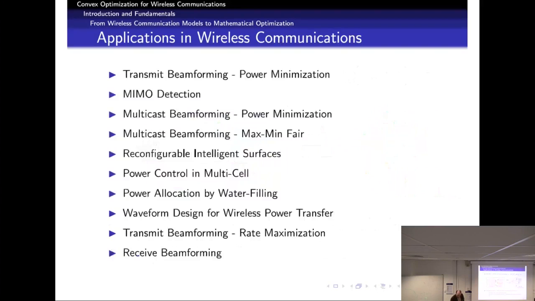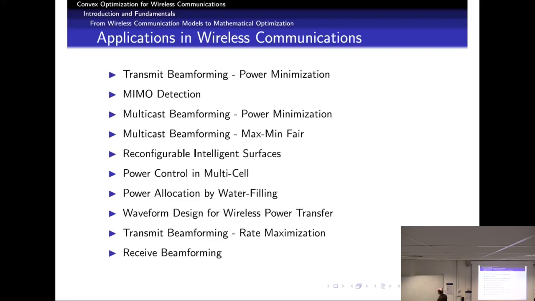Good. So those are the examples that we're going to look at today. Not today, actually today and a bit today and next week, not next week, in 3 weeks from now. But you see the different kinds of problems. So you have transmit beamforming power minimization. So what does that mean?